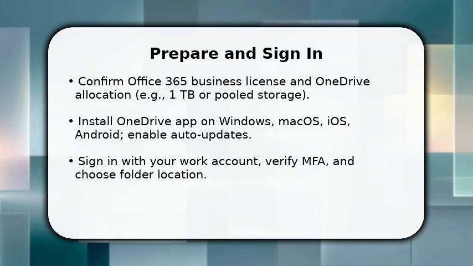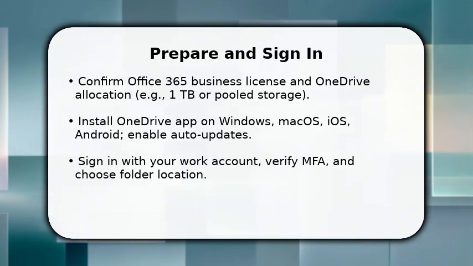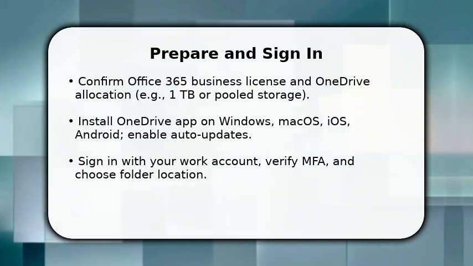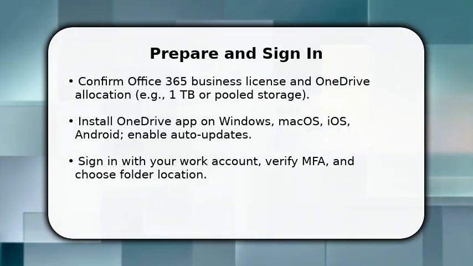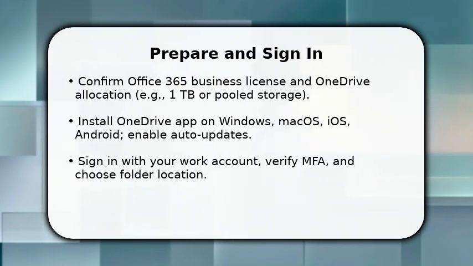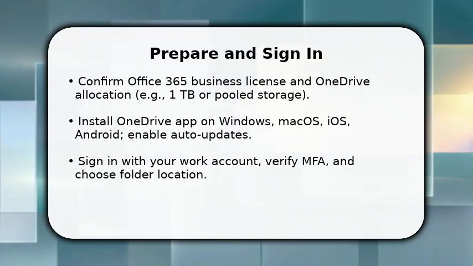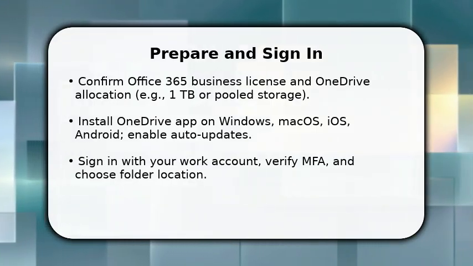You start by verifying your Office 365 business license and storage quota. This determines sync limits. Once confirmed, install the OneDrive app on your device and sign in with your work account. If your tenant uses multi-factor authentication, complete that now so you won't be blocked later.